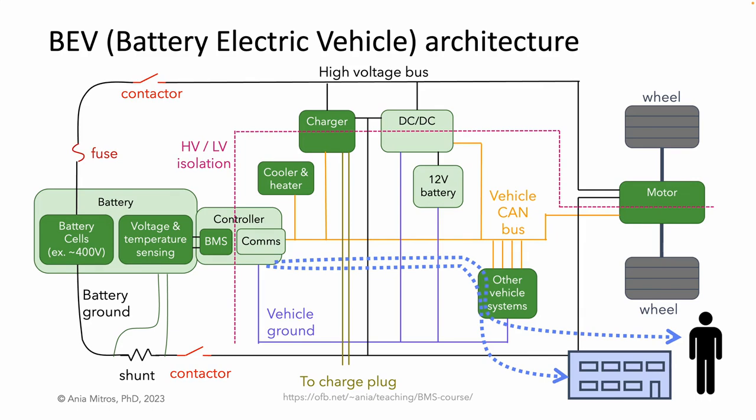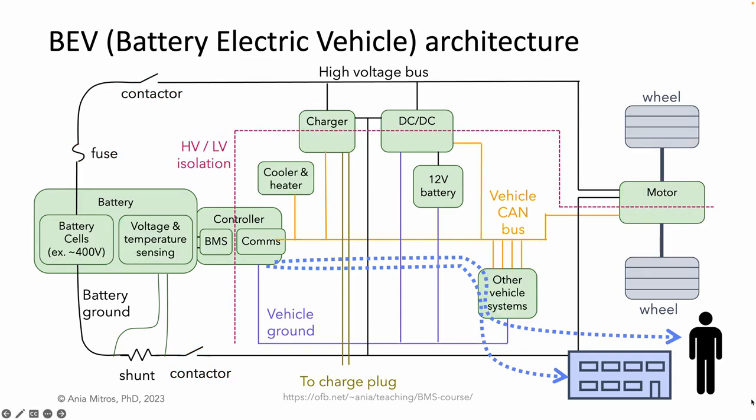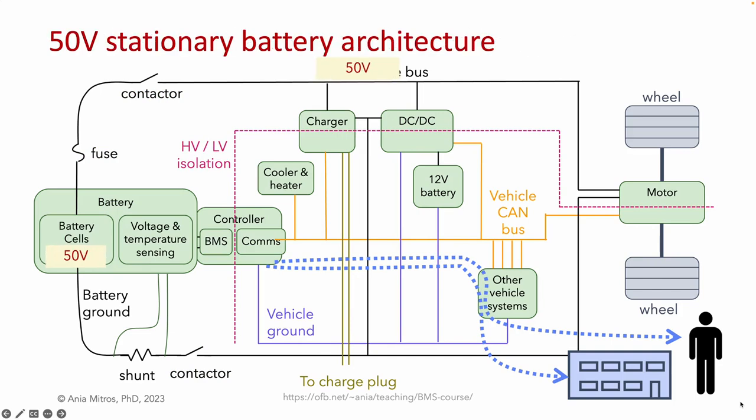An electric car also typically separates battery ground from vehicle ground. Any communications between the two ground domains must go through an isolated interface. Now, let's consider what would be simpler for a 50-volt stationary energy storage system.